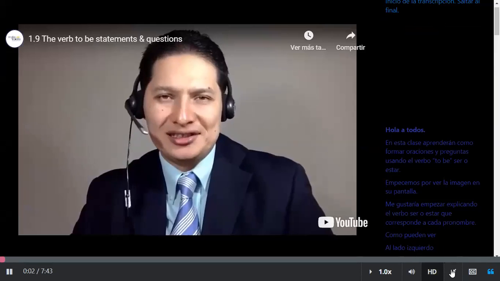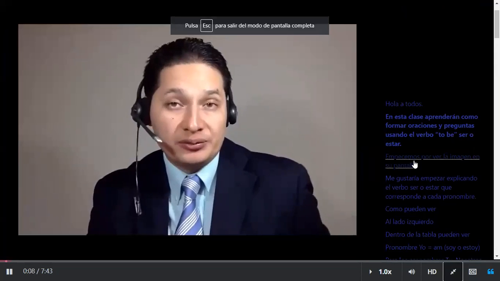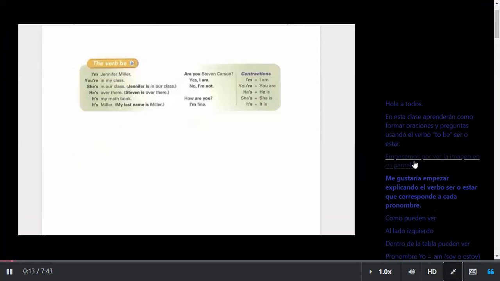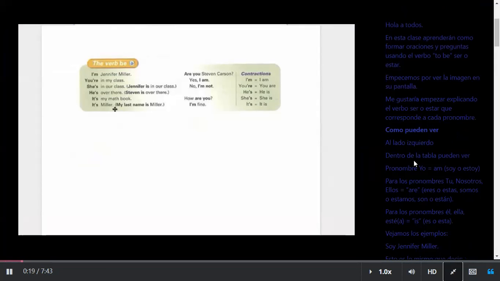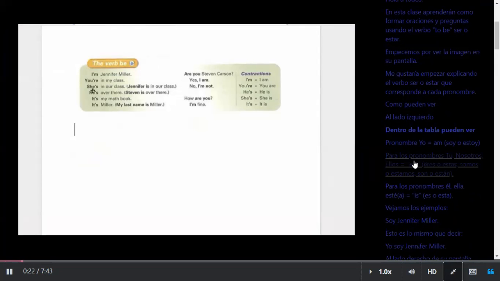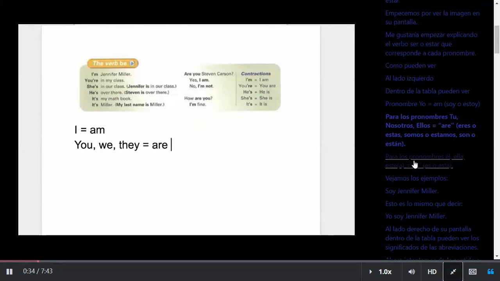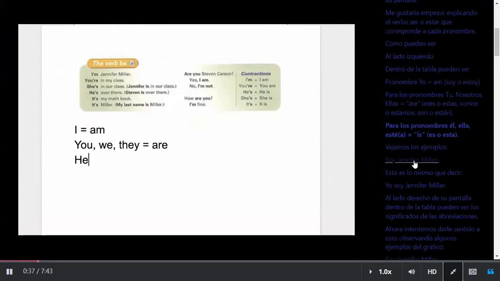Hi, everyone. In this class, you'll learn how to form statements and questions using the verb to be. Let's get started by looking at the image on your screen. I would like to start by explaining the verb to be, which corresponds to each pronoun. As you can see, towards the left hand side of the chart, you can see the pronoun I, that will be equals to am. For the pronouns you, we, and they, you're going to use are. And for the pronouns he, she, and it, then we're going to use is.